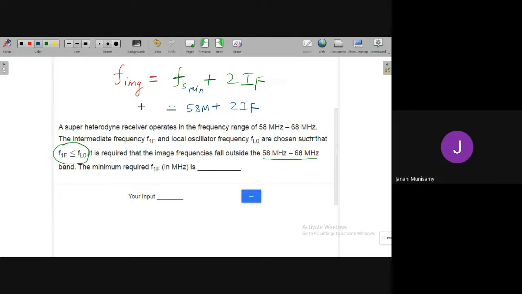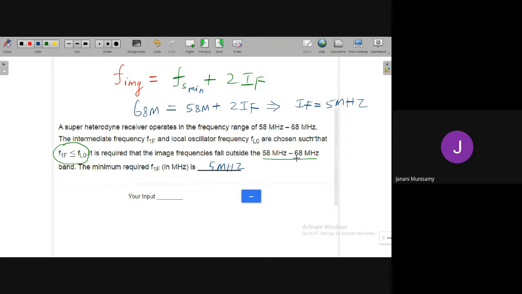Then definitely my image frequency must fall outside 68 m. 68 m is the edge. From this, you can identify IF is 5 megahertz. So IF is minimum 5 megahertz. Then you take this IF, you choose any intermediate frequency, you calculate image frequency, definitely it will go out of band.